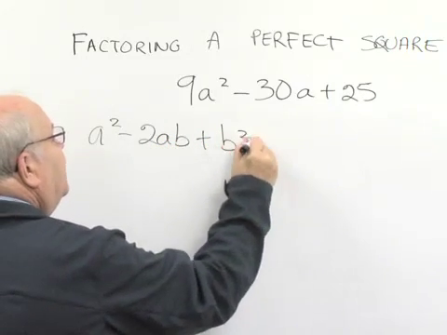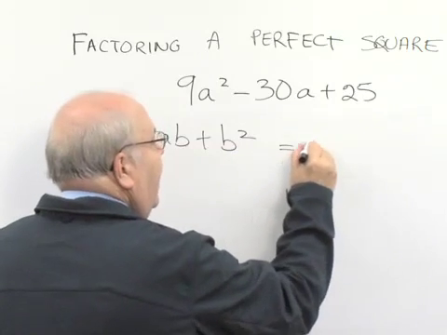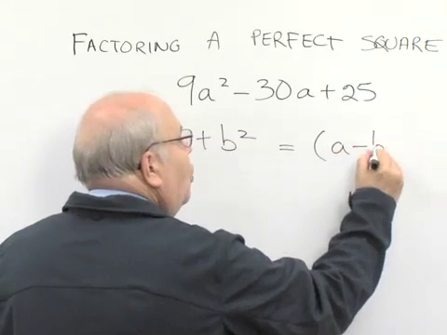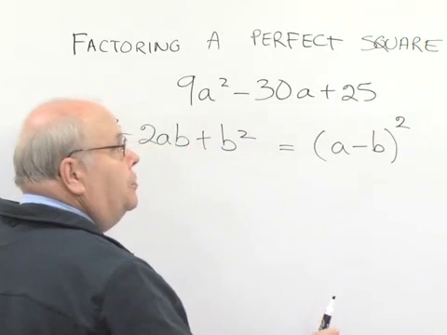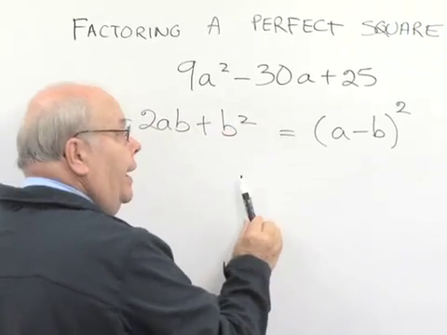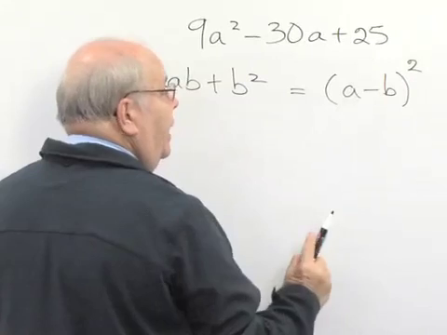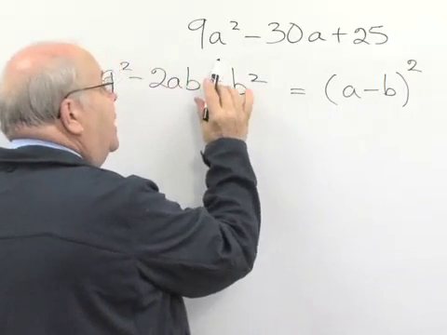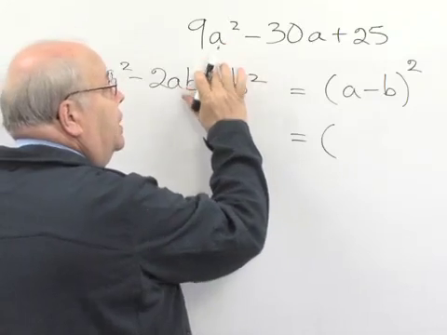Now the formula starts with a squared minus 2ab plus b squared, and the answer turns out to be the quantity a minus b squared. There are some special things we have to look for. Is the first number a perfect square? 9, that is. Is the last number a perfect square? 25, that is. So we ask ourselves, what was squared to get 9a squared?